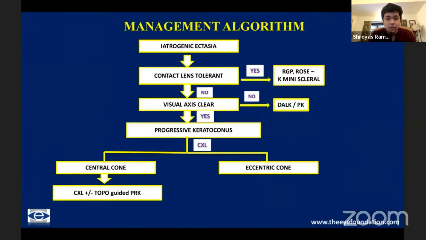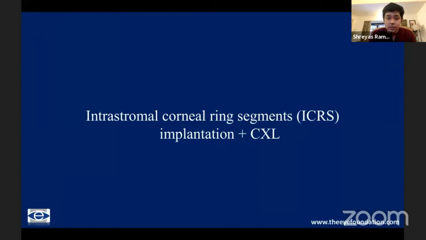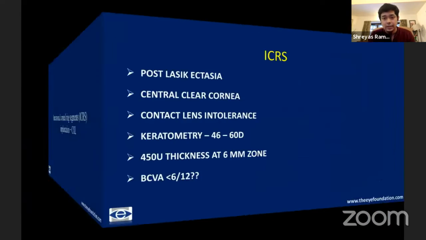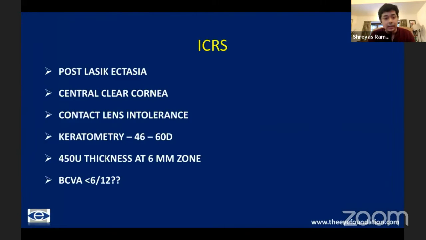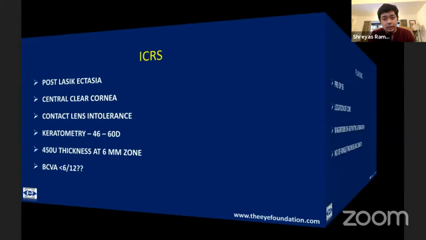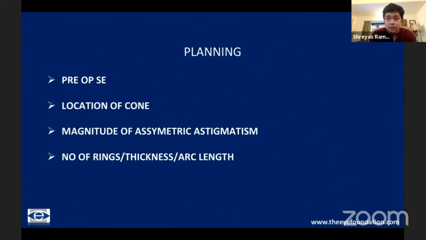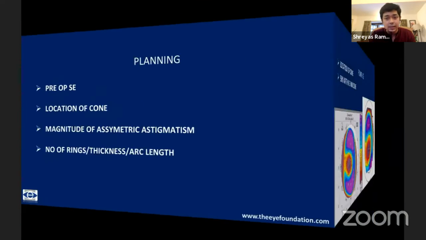The next viable option, especially if it's an eccentric cone, is intracorneal ring segments. Intacs works extremely well in post-LASIK ectasia, possibly even better than in keratoconus. And it's reserved for patients who have a visual acuity of maybe less than 6/12, where you can't do a topography guided treatment. These are the factors which play an important role as far as planning is concerned.